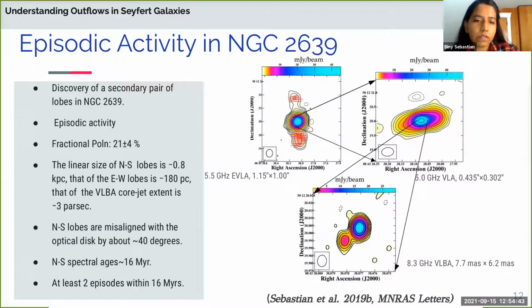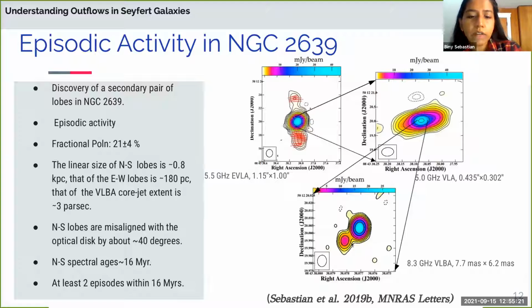Another interesting result that we see from our sample of Seyfert galaxies is that most of the Seyferts show episodic activity. So we carried out a more detailed study of NGC 2639 in which we saw that the lobes were aligned in the north-south direction, and the previously known lobes were aligned in the east-west direction. The lobes are also highly polarized, with about 21% degree of polarization. And the inner core resolves out on parsec scales to show jet emission at an intermediate angle.